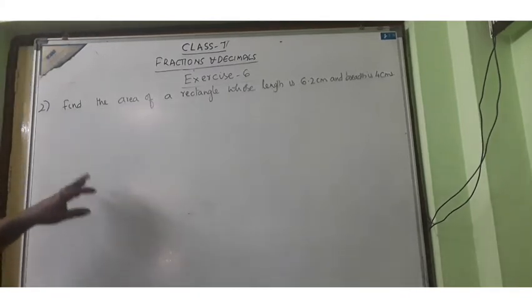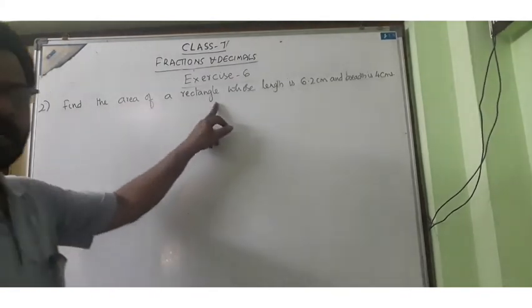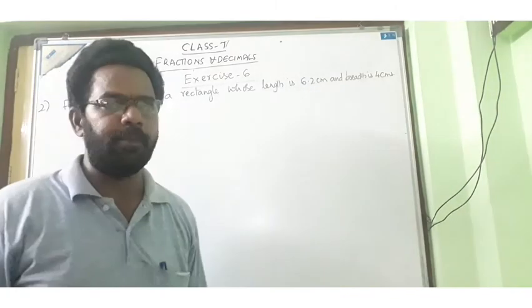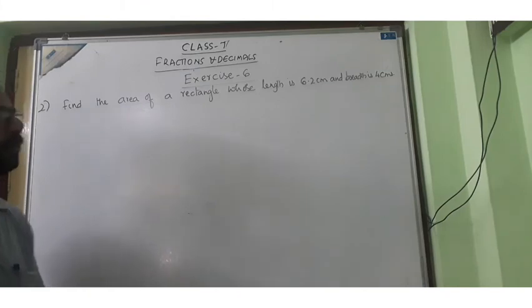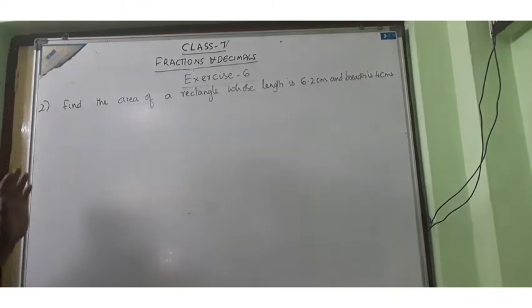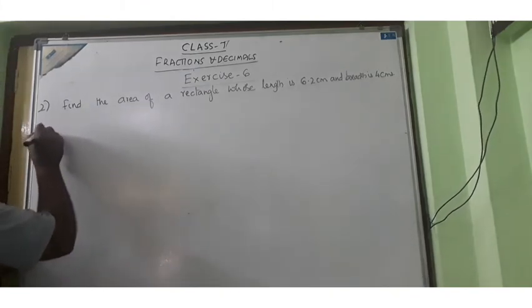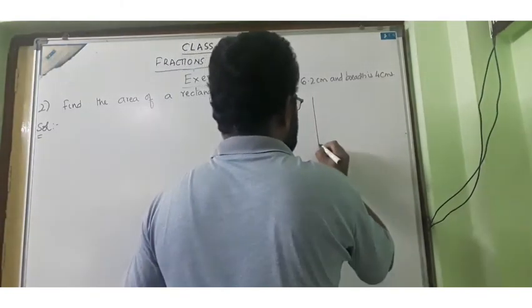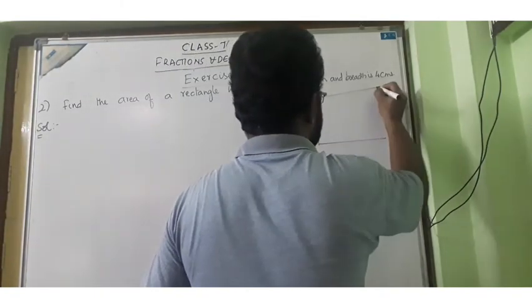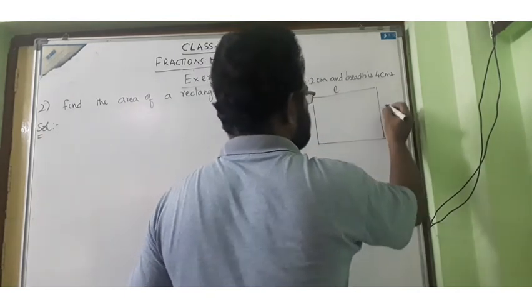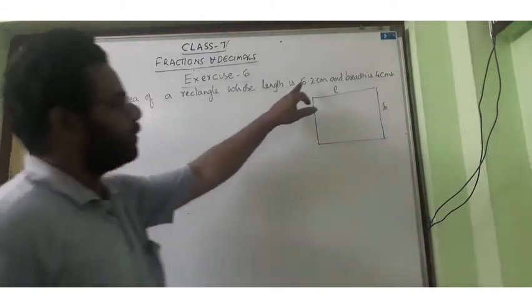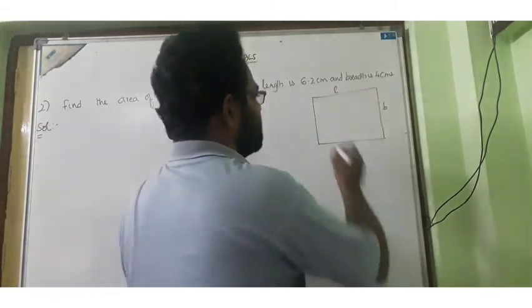Second question they have given: find the area of a rectangle whose length is 6.2 centimeters and breadth is 4 centimeters. Okay, so this is the question they have given. For this solution, how to write the solution? In a rectangle, we know a rectangle means it will have length and breadth. This we call length and this is breadth. So length is 6.2 given and breadth 4 centimeters.